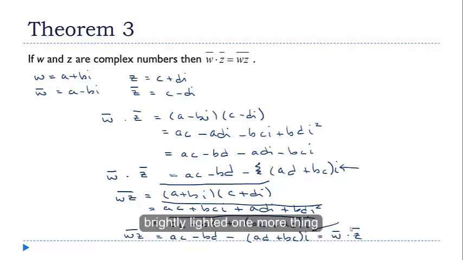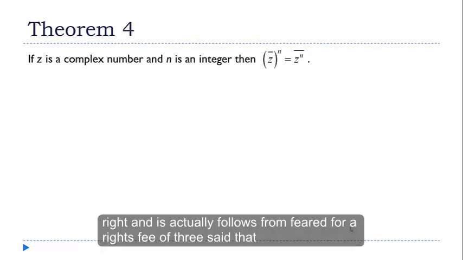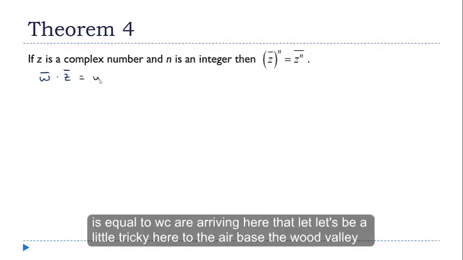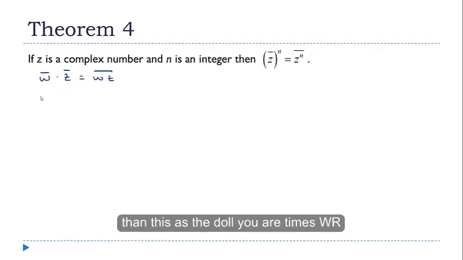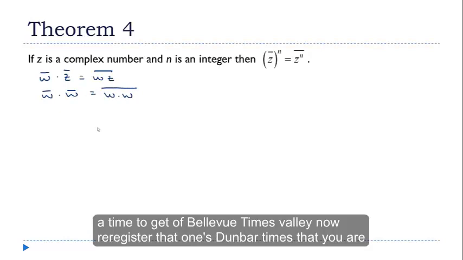All right, now I need one more thing. One more statement before we can come back to the complex conjugate root theorem. I need to show that you can factor out an exponent, right? And this actually follows from theorem 3. Theorem 3 said that W bar times Z bar is equal to WZ bar. But let's be a little tricky here. Suppose I replace Z with W. Then this says that W bar times W bar is equal to the conjugate of W times W.